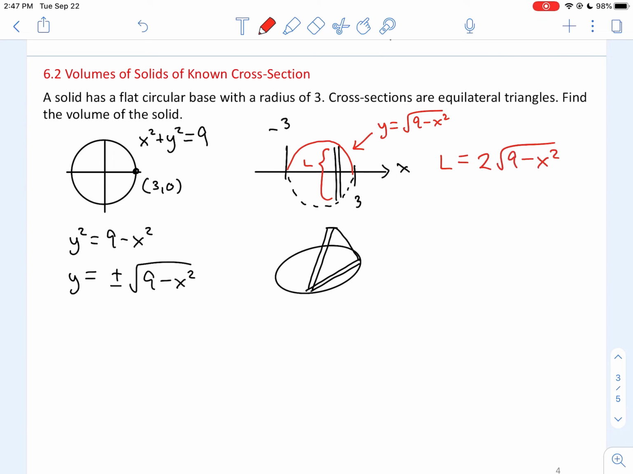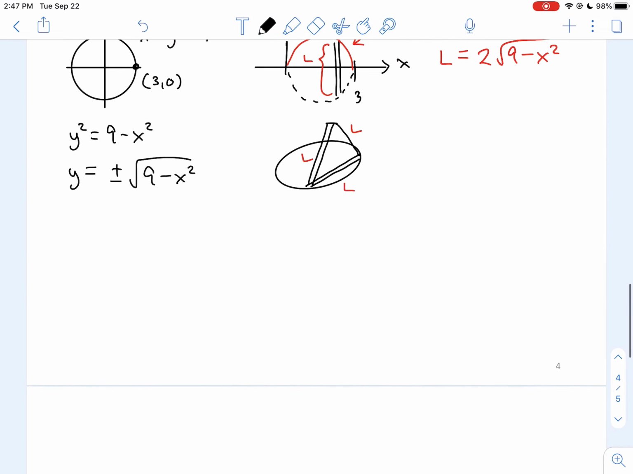So in this picture here, where we see the triangle, it's an L by L by L triangle. It's an equilateral triangle. So now we need to do a little bit of review about how to find the area of an equilateral triangle if I know all 3 sides. So let me draw a triangle over here that's equilateral. And let's say that we know that all the sides are L.